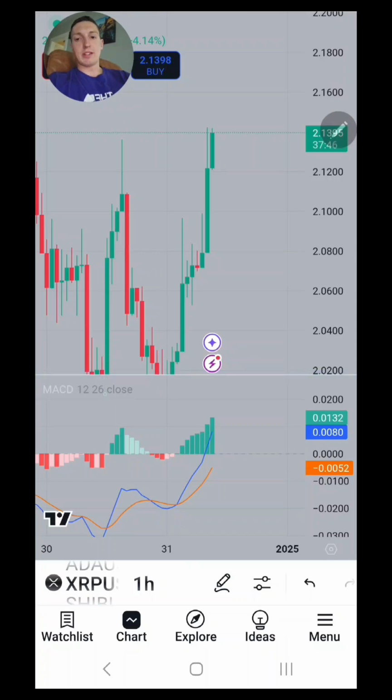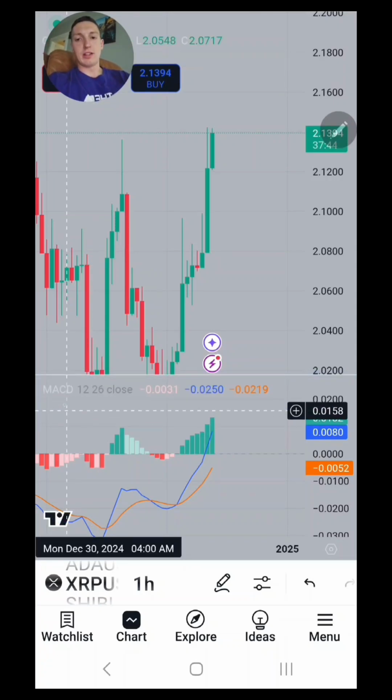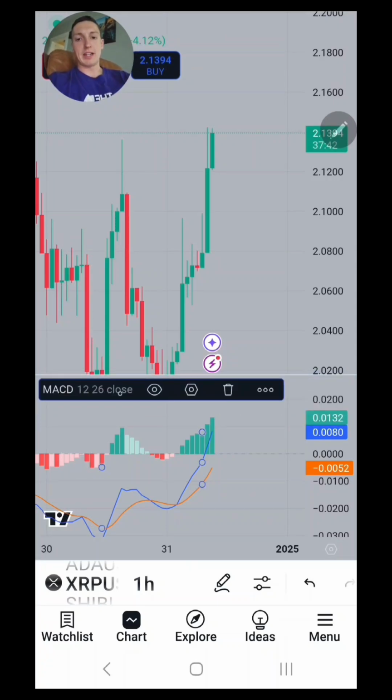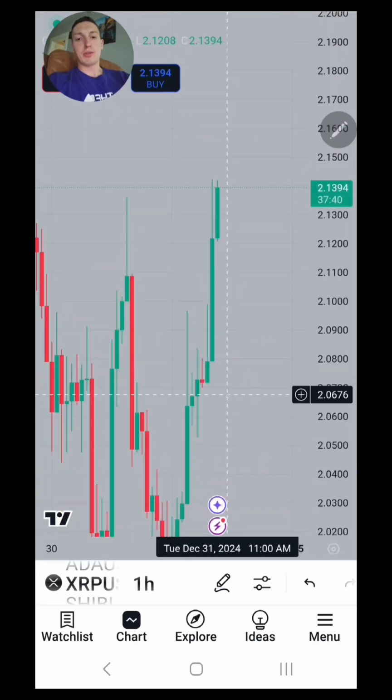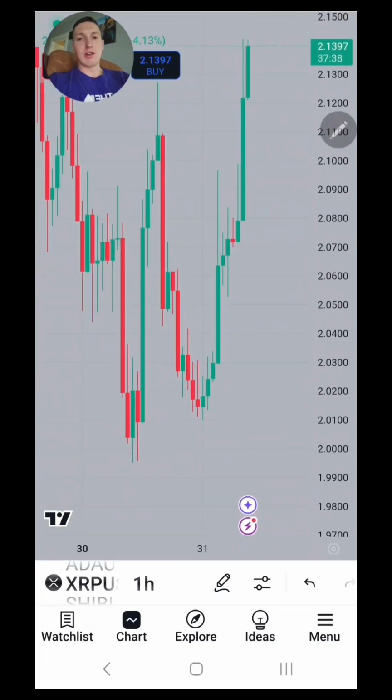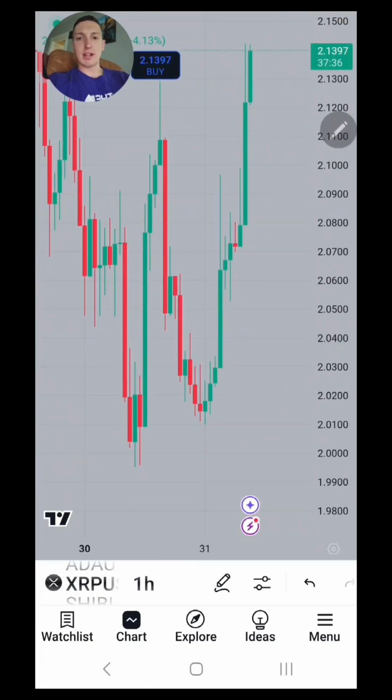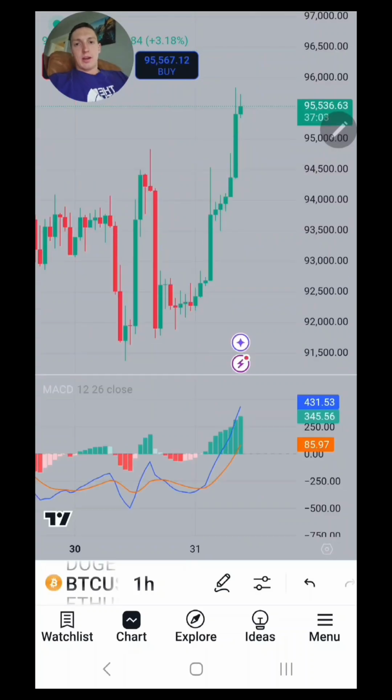Now, if you want to get rid of this indicator down here, you just hit the MACD there. It'll pull up the little trash symbol, hit delete. And then you can go through and add whatever other indicator you would like to add.